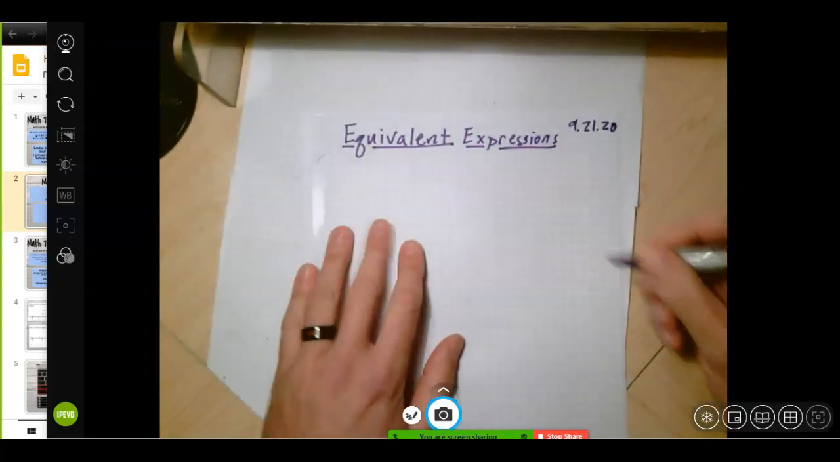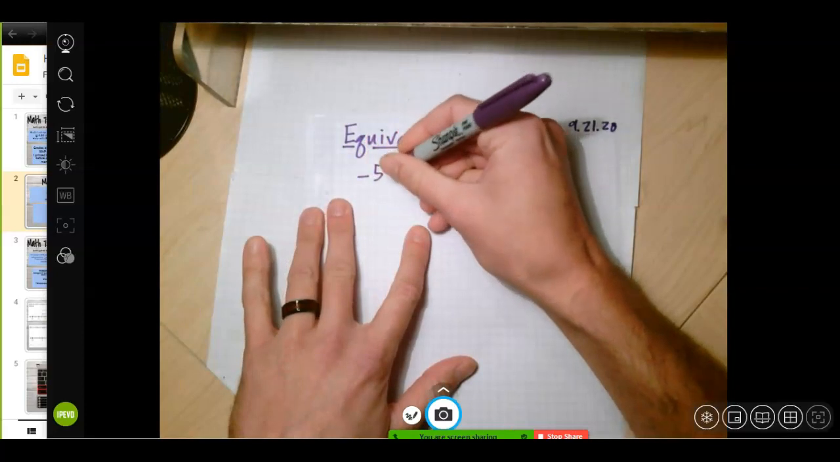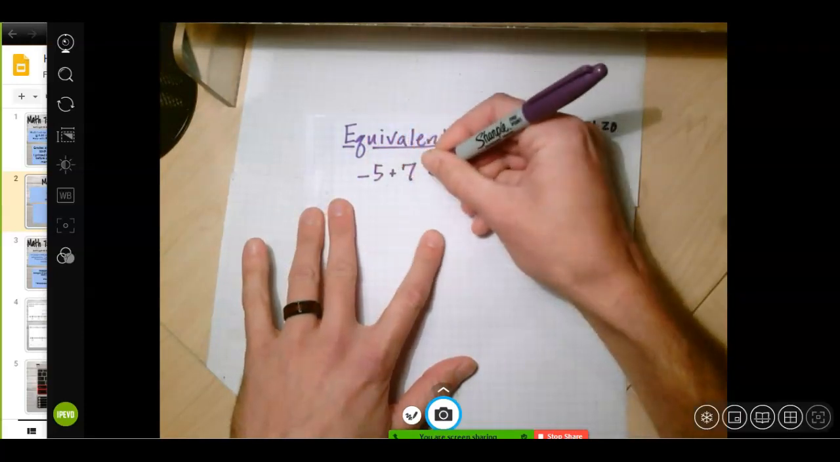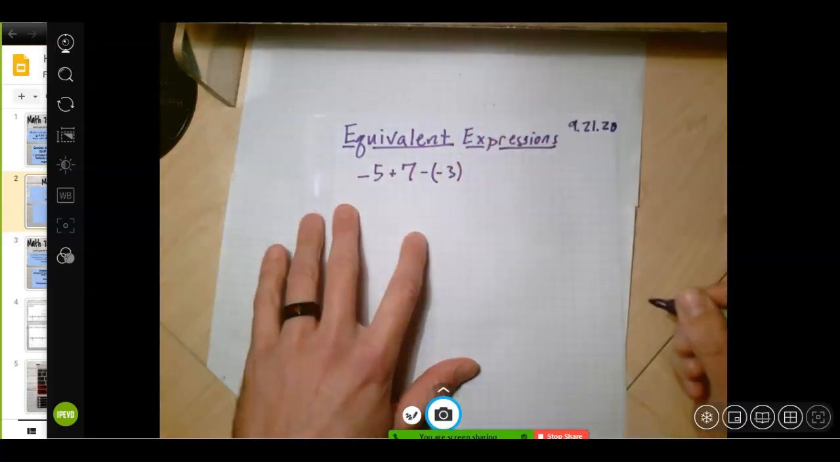All right, so the first expression we have starts with -5, then it says +7, then -3.